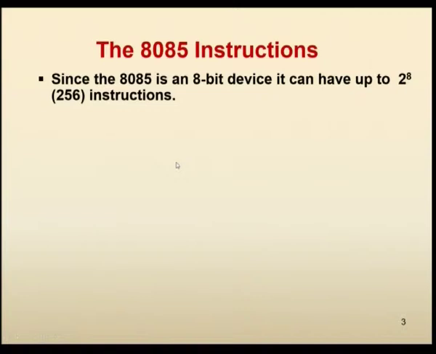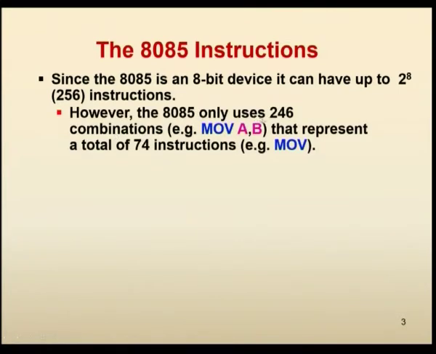8085 instructions are to be given in the form of a binary number, that is an 8-bit binary number. So, an 8-bit binary number can have 256 combinations. Therefore, we can have 256 instructions, but 8085 uses only 246 of the 256 combinations. It has actually 74 instructions, and the combinations of these instructions work out to 246.